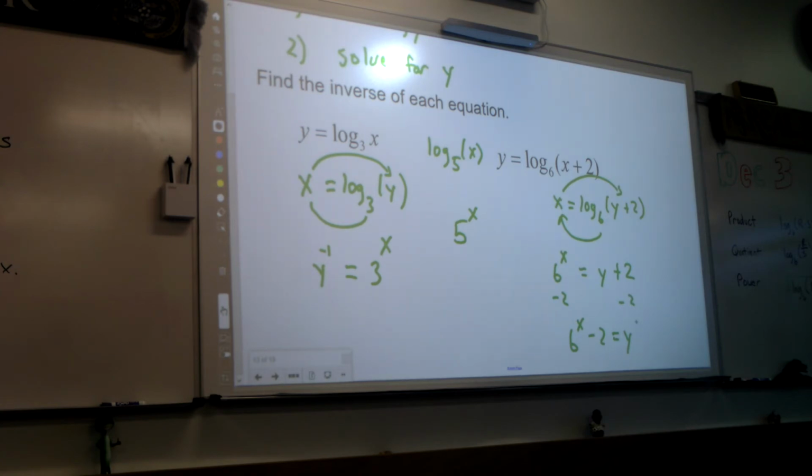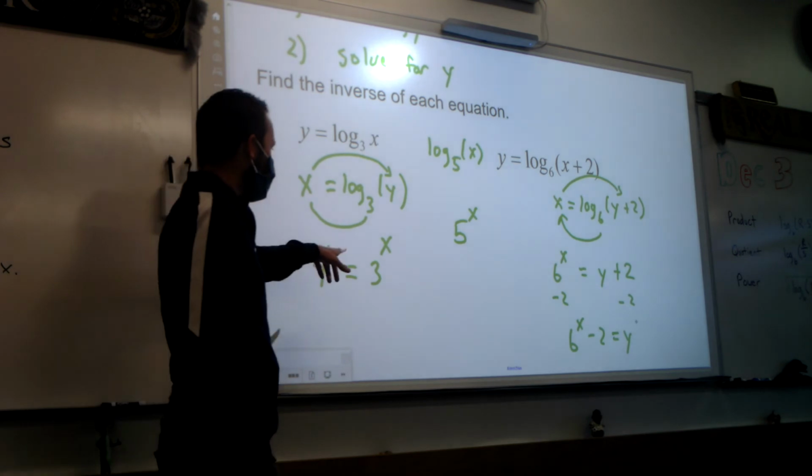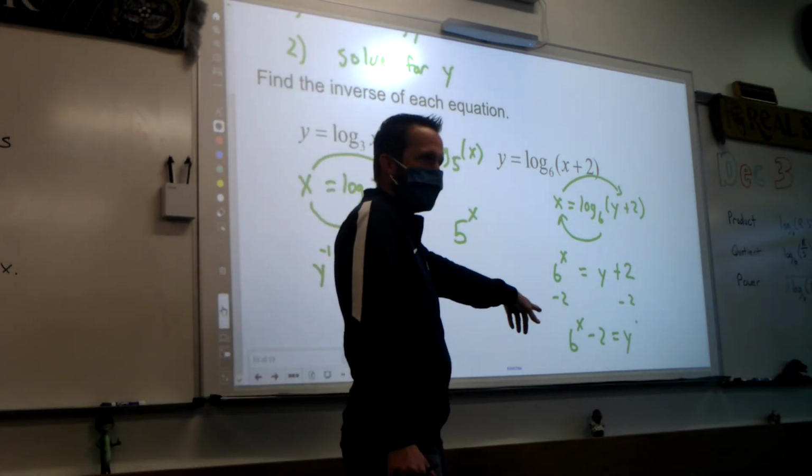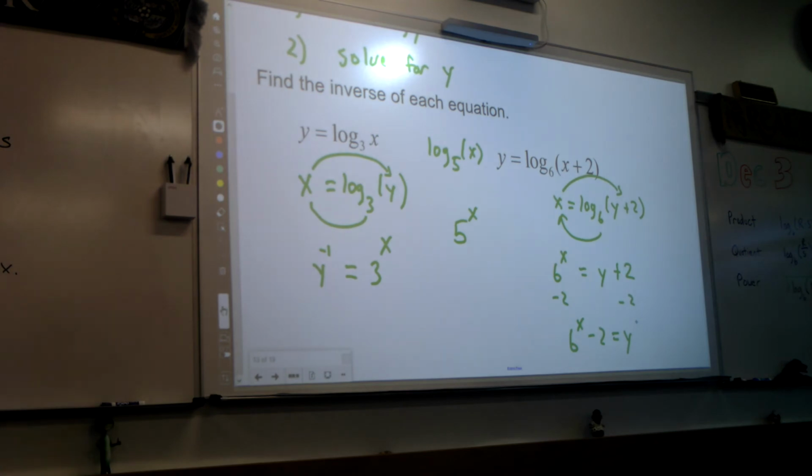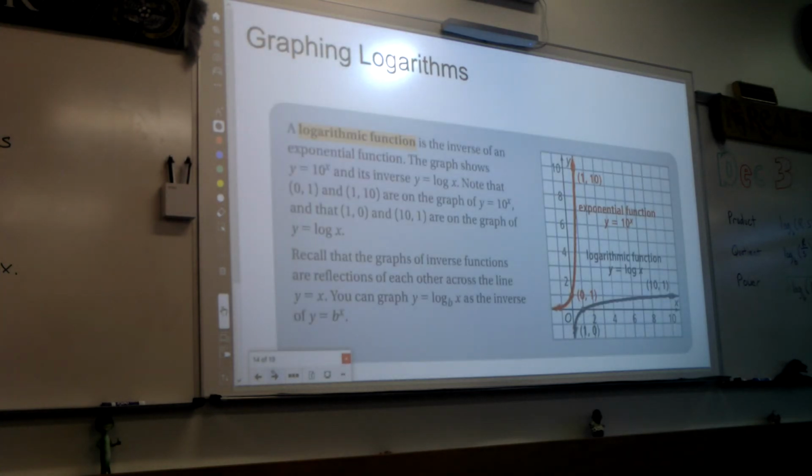Okay, now the reason why I'm going over this is because graphing logarithms isn't something I like doing very much. But I do know how to graph exponentials. We've talked about graphing exponentials before, right? Well, since they're inverses, what I like to do is graph the inverse, and then I get back to the original by just switching points. So, let me show you what I mean.